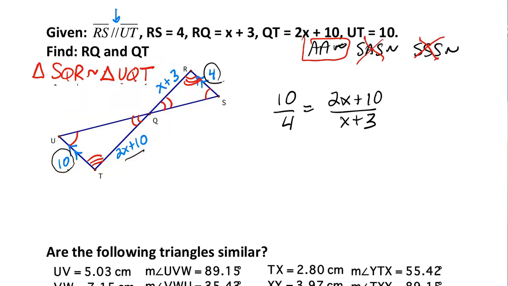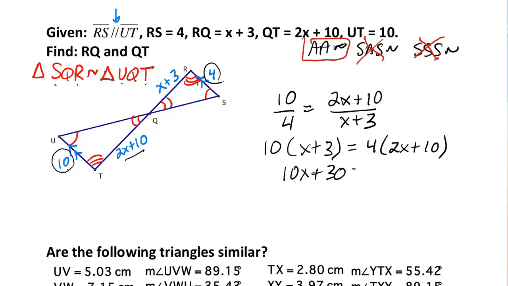And as you learned a few days ago, when you have a proportion like this, which is two fractions equaling each other, we multiply these and we multiply these. So we get 10 times x plus 3 equals 4 times 2x plus 10. 10x plus 30 equals 8x plus 40. Subtract 8x from both sides. Subtract 30 from both sides. We get x is 5.